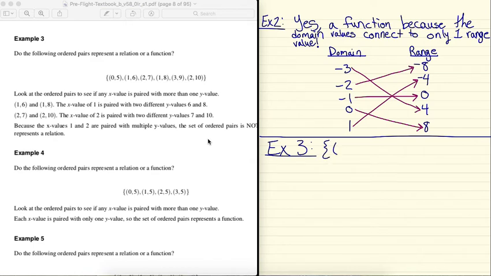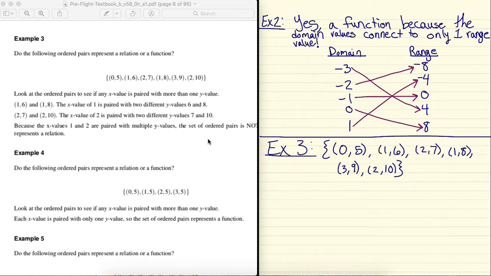Know that these squiggly brackets at the beginning are just a way to say that we're only looking at this set of numbers. If you draw the squiggly brackets, great, but you don't have to. So right now, I'm just copying down the problem. Next, I want to see if this represents a relation or a function. And it represents a function if all of your x values are paired with one unique y value.